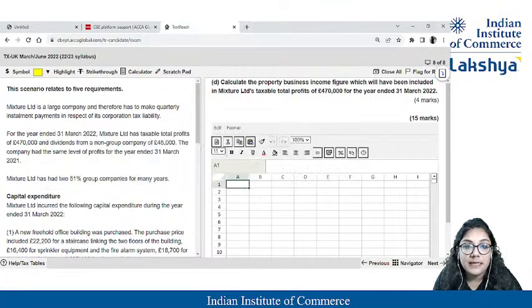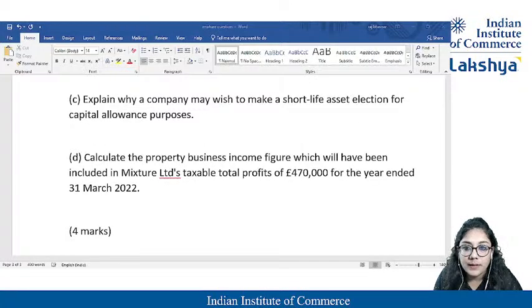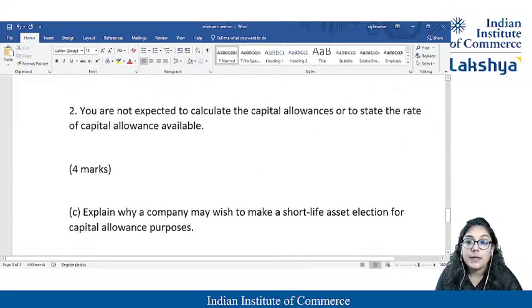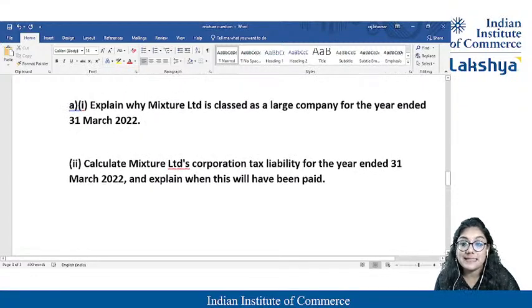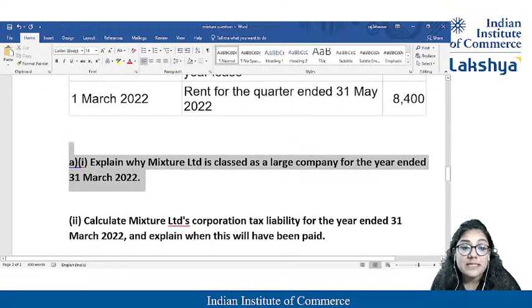Now let me close this. Let me shut it down here and I can show you the Excel that we were doing in the Word. Students, for the Word, what was the first question they tested? Explain why Mixture Limited is classified as a large company.